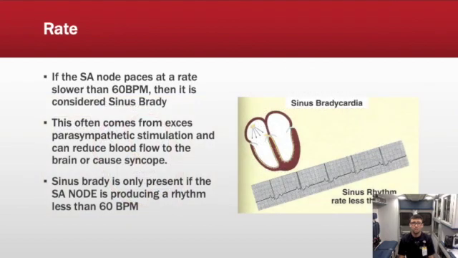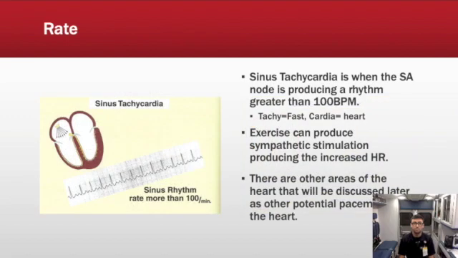If the SA node paces at a rate slower than 60, then it's considered sinus brady, or sinus bradycardia. We often see this from excess parasympathetic stimulation, and it can reduce blood flow to the brain or eventually cause syncope. Sinus brady is only present if the SA node is producing a rhythm less than 60. So any beat that is sinus in nature that is less than 60 beats a minute is considered sinus bradycardia.